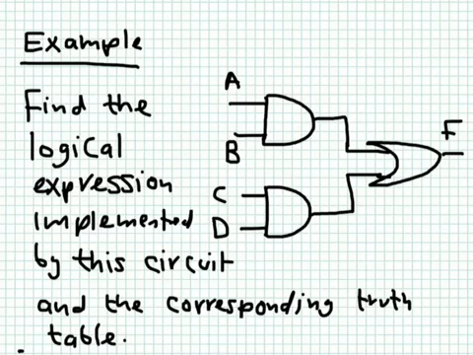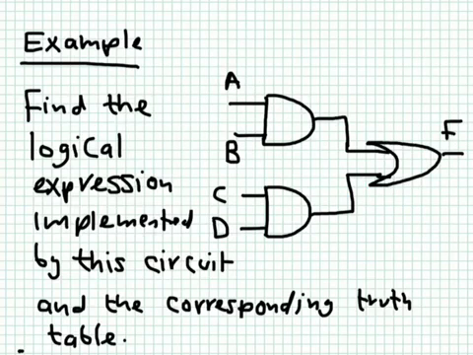Okay, let's take a look at this example. We'd like to find the logical expression represented by this circuit. So this circuit has 4 logic inputs, A, B, C, and D. We have two AND gates connected to an OR gate. And we'd like to find the corresponding truth table for this one. Of course, the output from the AND here is A and B. The output from here is C and D. And so F will be the ORing of these two signals. So F is equal to A and B or C and D. This is really the expression given by this function.